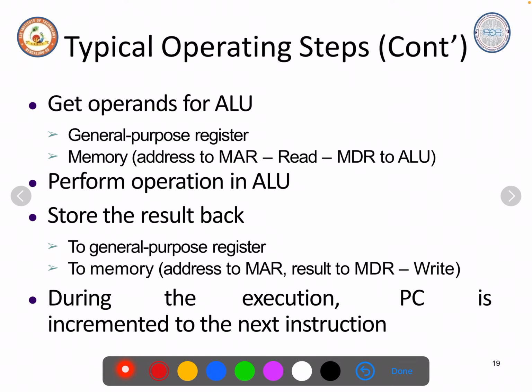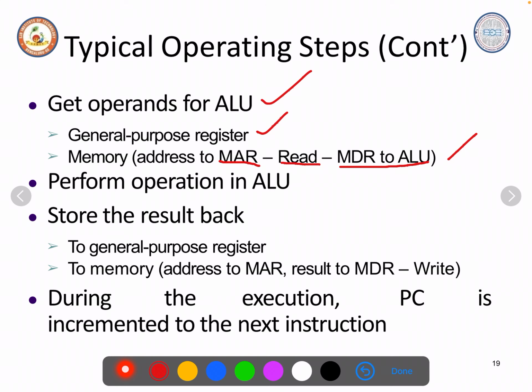So the basic operation, if you conclude, is to get operands for the ALU. Operands means the data. It can be from general purpose registers or it can be from memory. If it is from the memory, we need to first store the memory address into the MAR, then read it, then that data will be stored into the MDR and then go to the ALU.